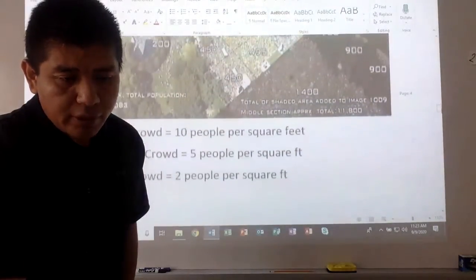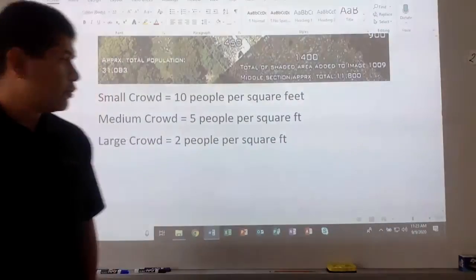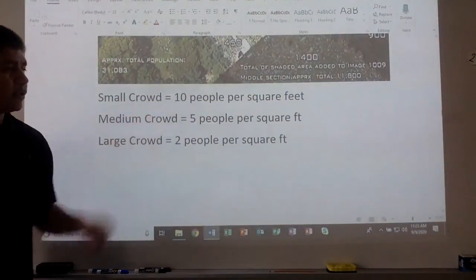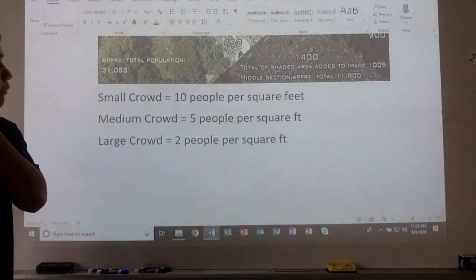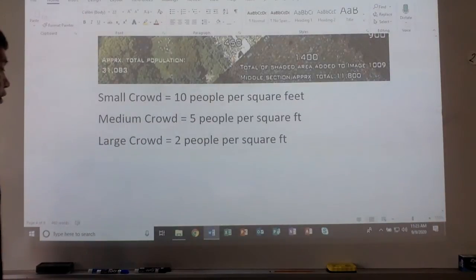So what is important is for you to have this in your notes. Small crowds equals 10 people per square feet. Medium crowd, 5 people per square feet. Large crowd, 2 people per square feet. Make sure you have it in your notes.